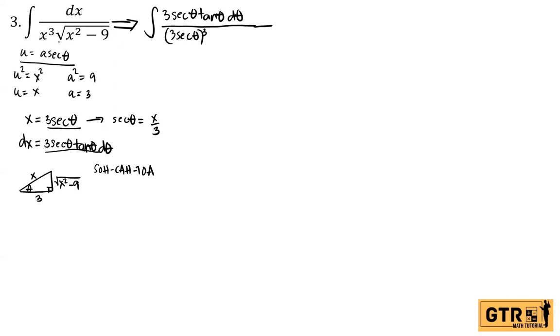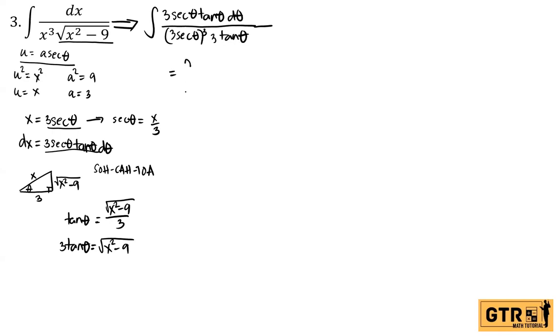And then let us solve the value of square root of x squared minus 9. From the triangle, what is the trigonometric function for square root of x squared minus 9 over 3? So over 3, that is opposite over adjacent. So that is tangent theta. Multiply both sides by 3 to get the square root of x squared minus 9. Therefore, we have 3 tangent theta is equal to square root of x squared minus 9. Okay, so substitute 3 tangent theta for this term. So we have 3 tangent theta.